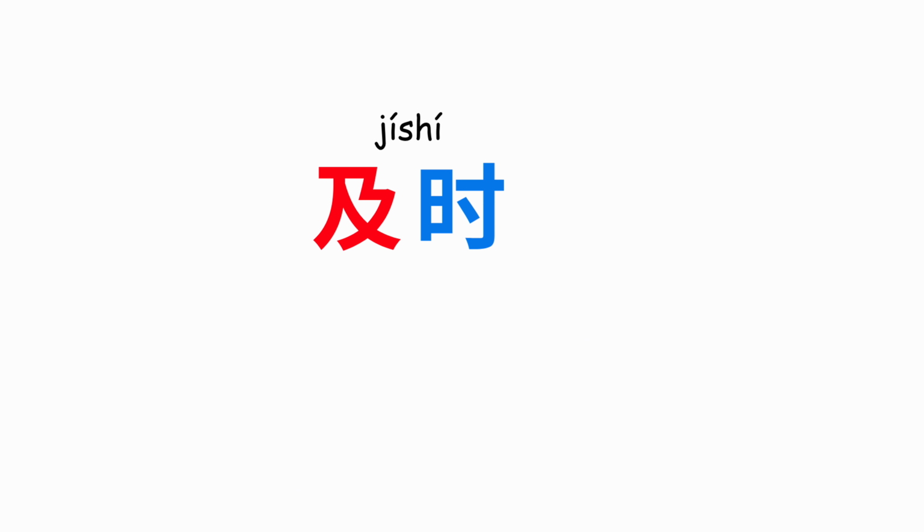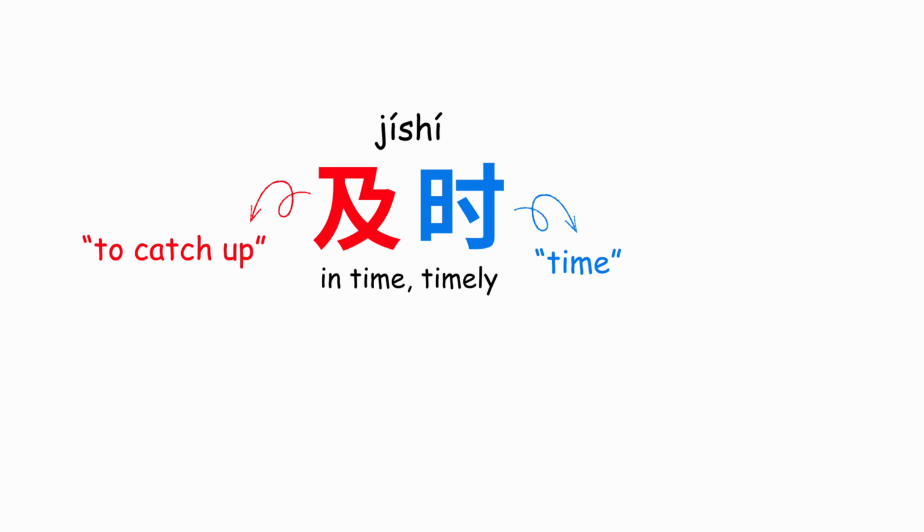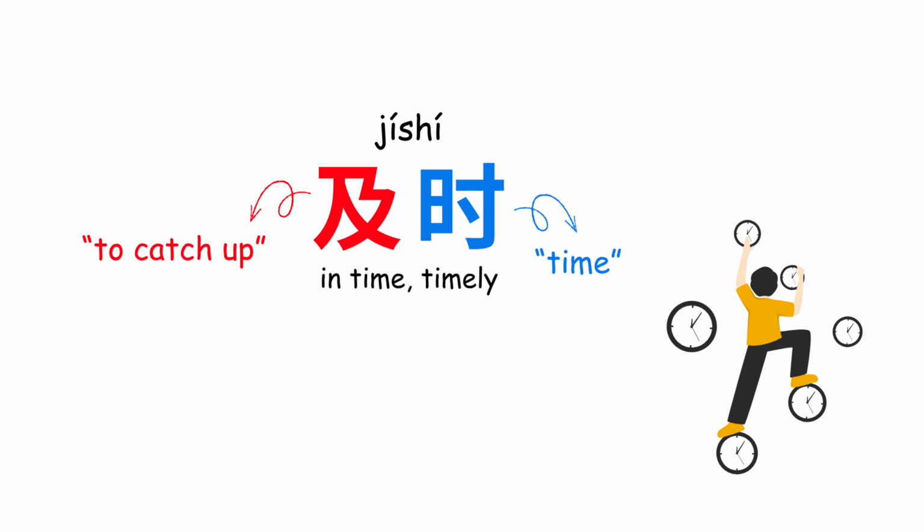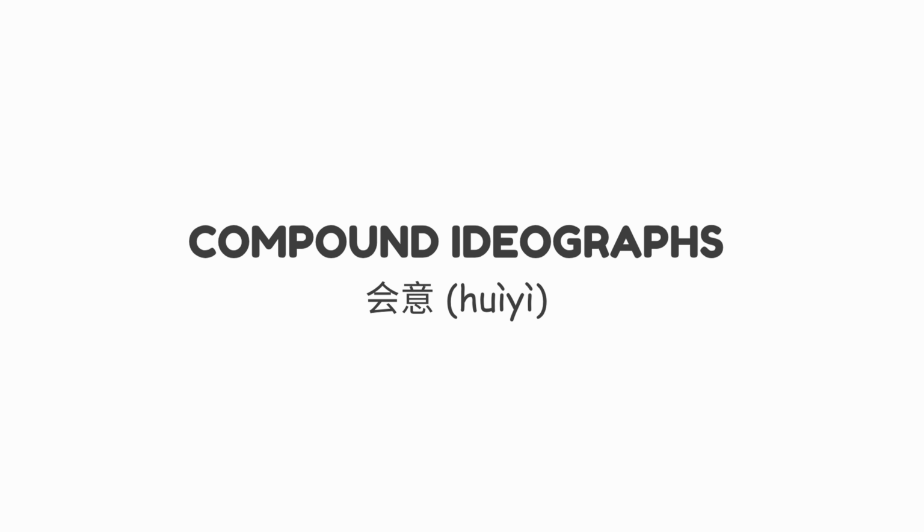Oh, this is a fun one. Take a look at this word, 及时, which means in time or timely. Let's break it down. 及 means to catch up, and 时 means time. So 及时 literally means to catch up with time. Means in time or timely, right? Makes perfect sense. 会意字 are created by combining different characters to form a new one.